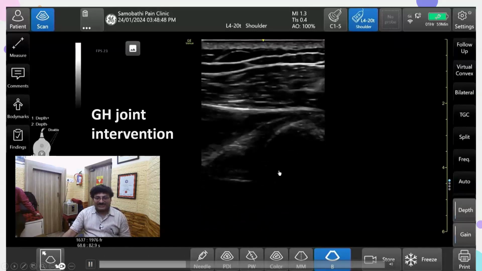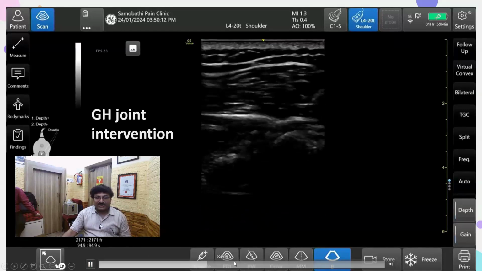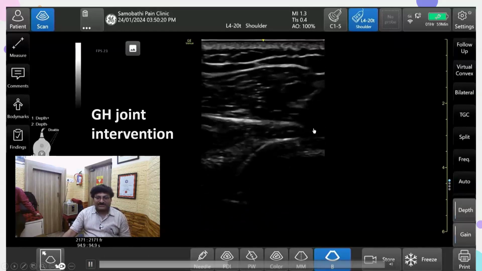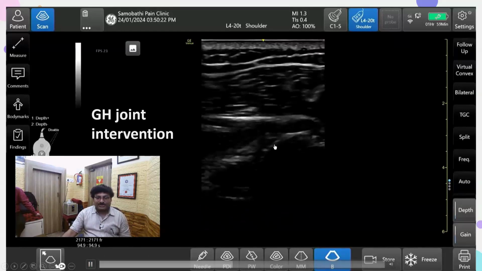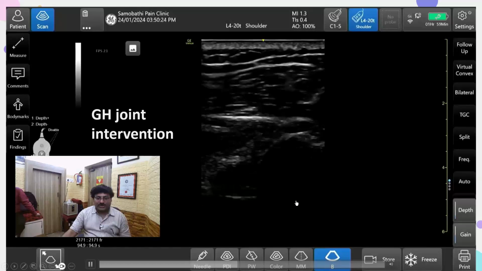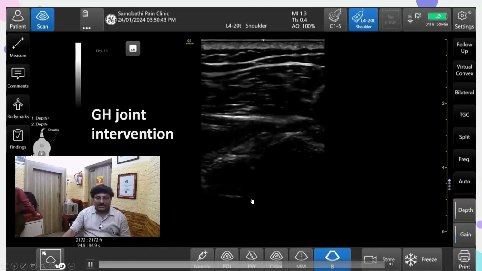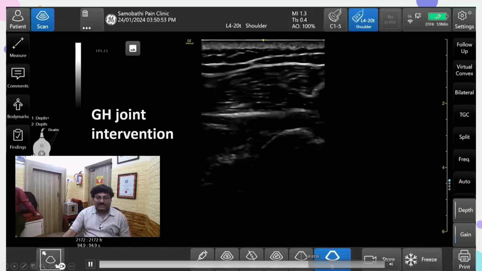So here also this is the needle coming. So yes, here also the angle is steep because this area is a little deep. So sometimes we have to depend on the tissue movement to see where the needle is going. And once we are there, you can see the tip at this point. Then we start injecting within the joint.